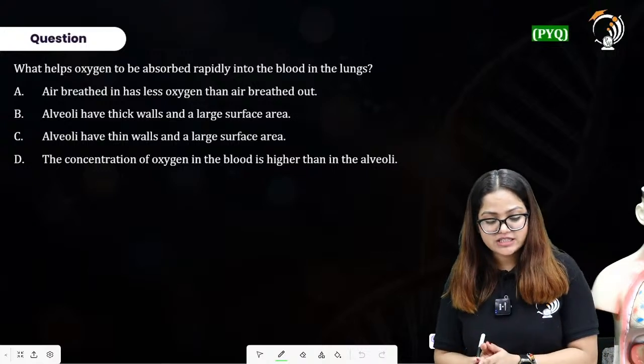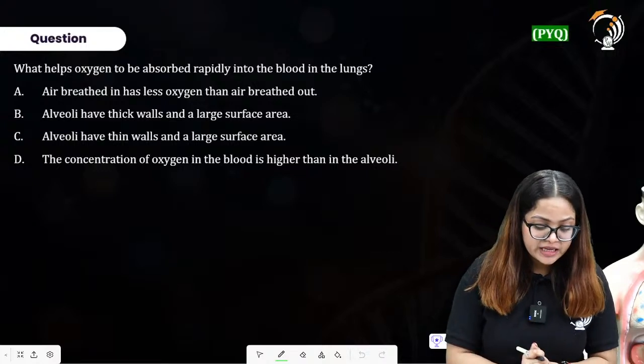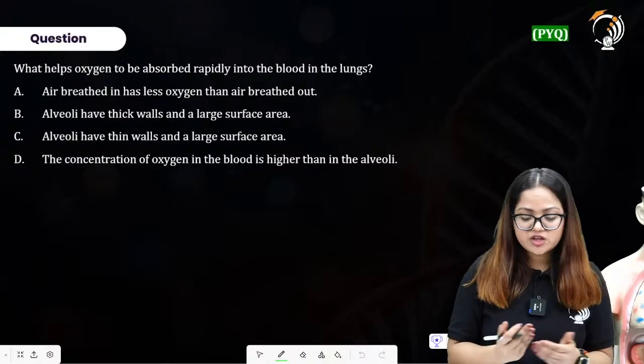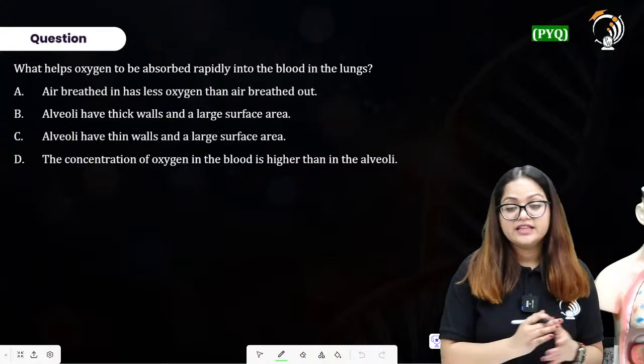Alveoli have thick walls and a large surface area. Alveoli have thin walls and a large surface area. The concentration of oxygen in the blood is higher than in the alveoli.